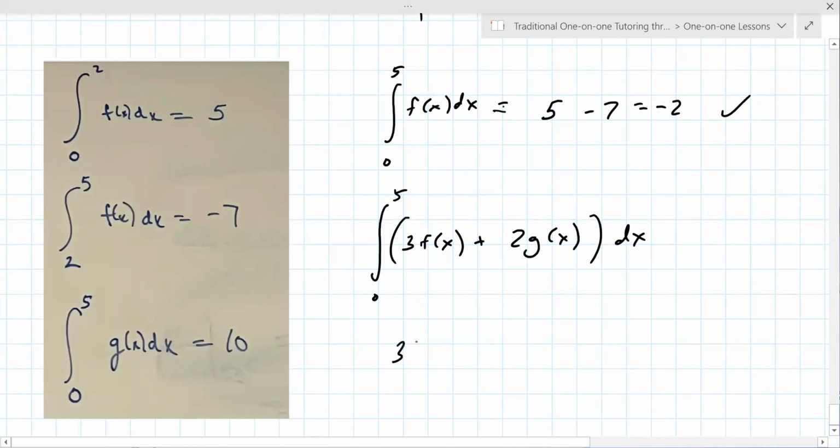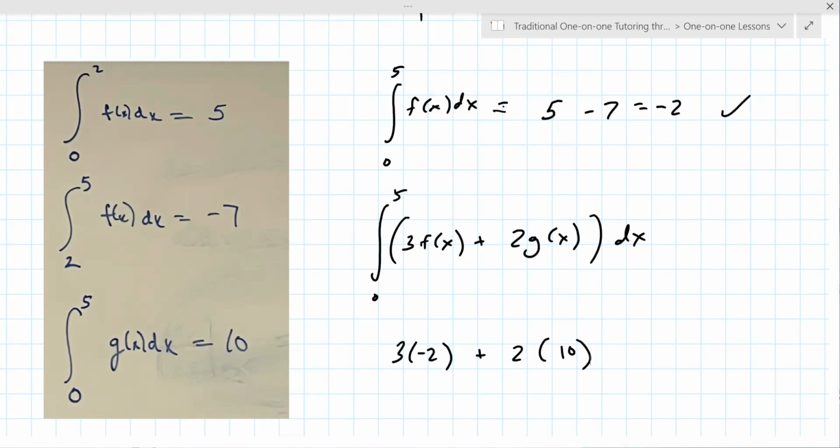3 times negative 2 plus, and then that one is 2 times 10. So then that's negative 6 plus 20, and that's 14. Right? Yes. Okay.